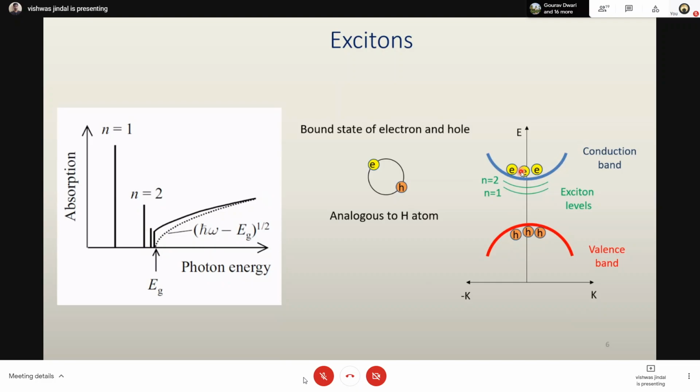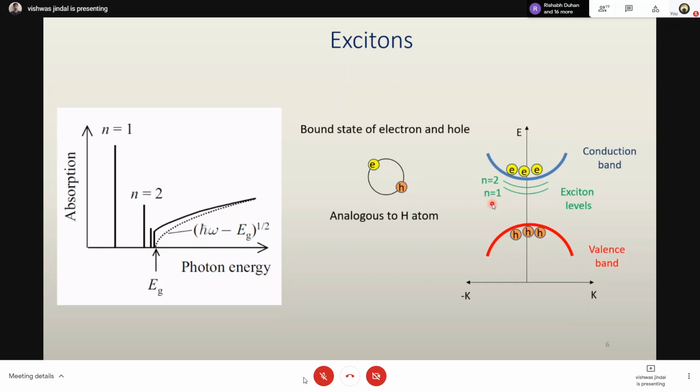Like in the case of a hydrogen atom, the electron and the proton are in a bound state. Similarly, the hole here is like a quasi-positive charge particle in the semiconductor. They can also form a bound state, and because of that it now has a binding energy. So in the energy spectrum, it will lie somewhere within the band gap of the material. That's why before the band gap you see these sharp lines.